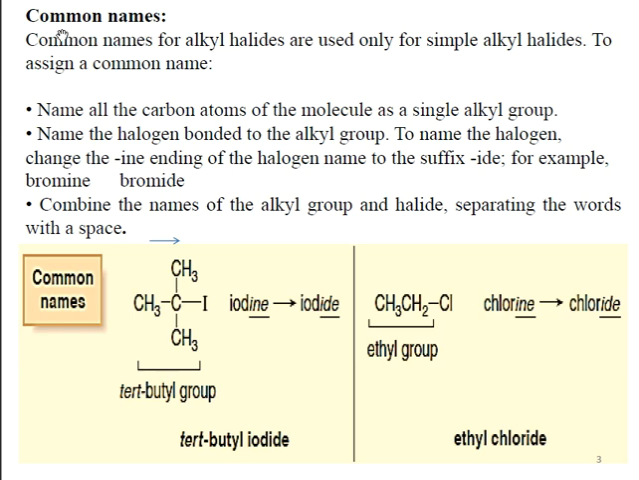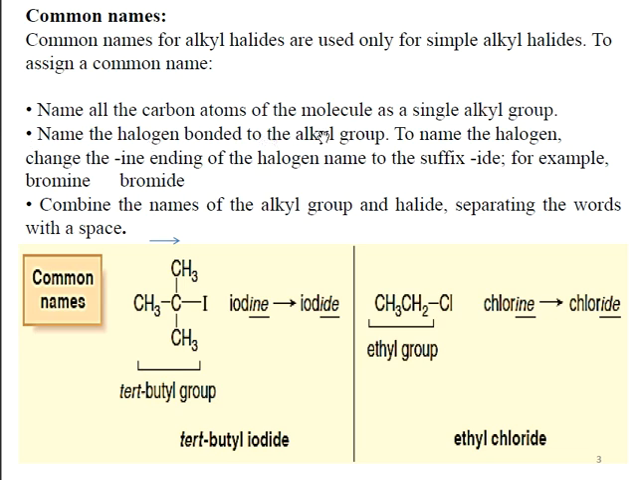Besides the IUPAC system, we have another system, but it is used just for small alkyl halides, not for big structures. For small structures we use the common names. Common names for alkyl halides are used only for simple alkyl halides, meaning small structures, not big structures. To assign the common name, name all the carbon atoms of the molecule as a single alkyl group. The alkyl group is the substituent, and the parent is the halogen. It is like that, the reverse of the IUPAC system.